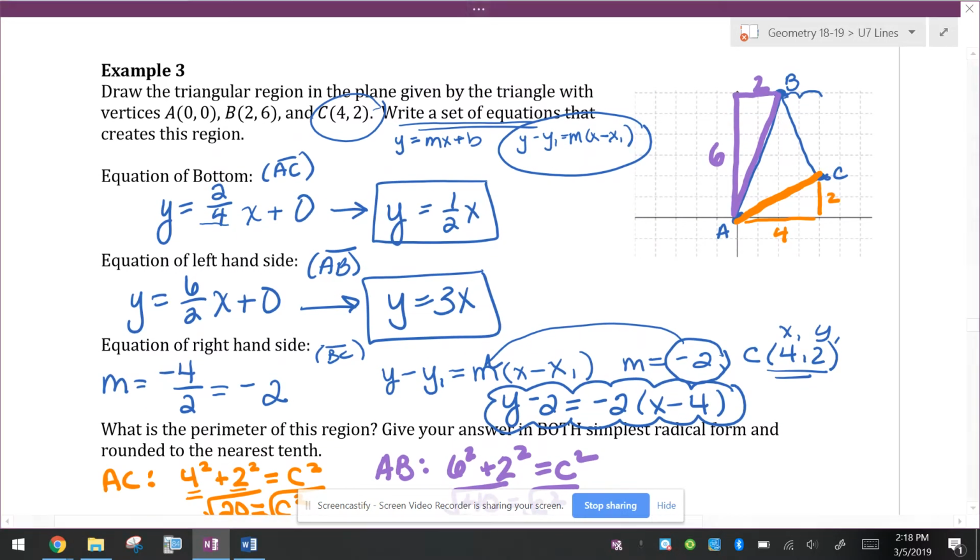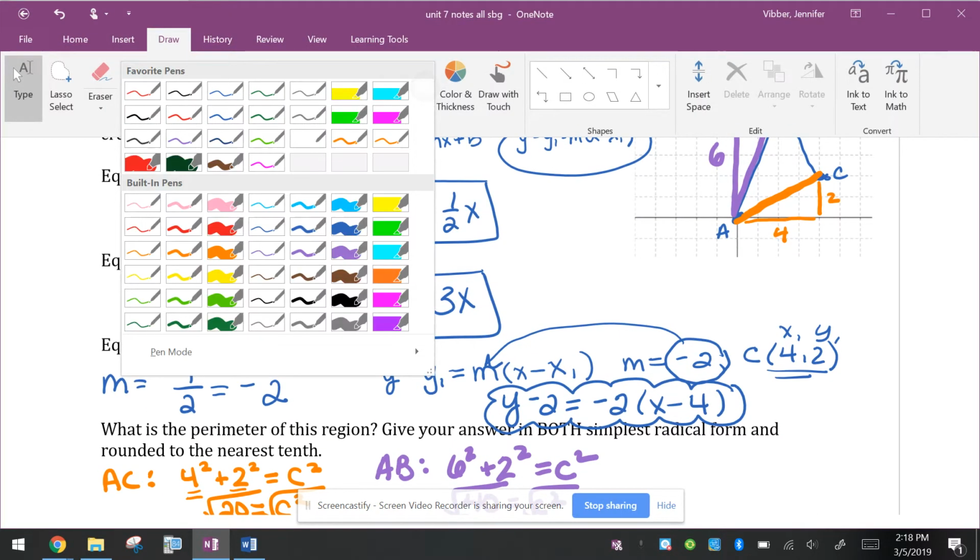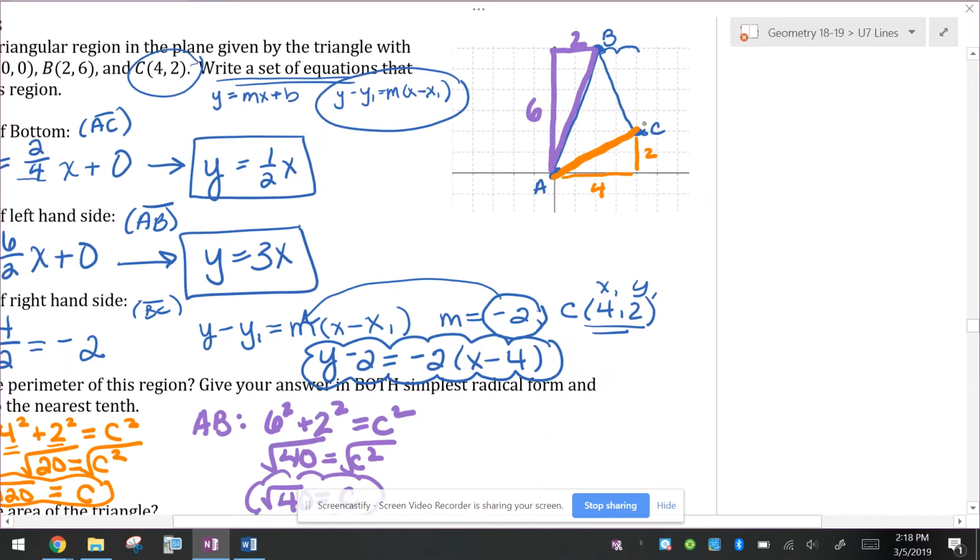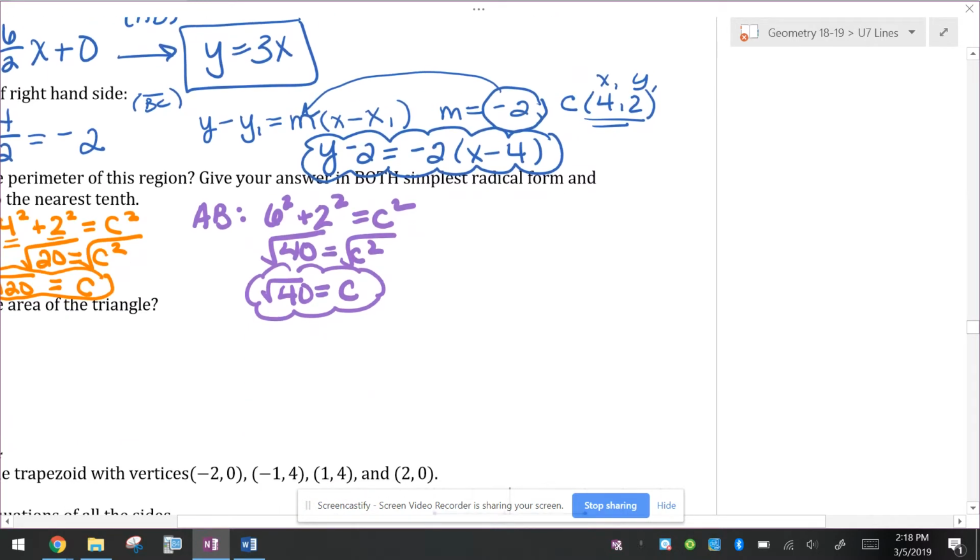And last but not least, I have BC. I want to do a fun color. We're going to do poopy brown. So if I want to go from B to C, I can just follow this poopy brown triangle here. So that went over 2 and down 4. So then BC is 2 squared plus 4 squared equals C squared. So that's another 20.